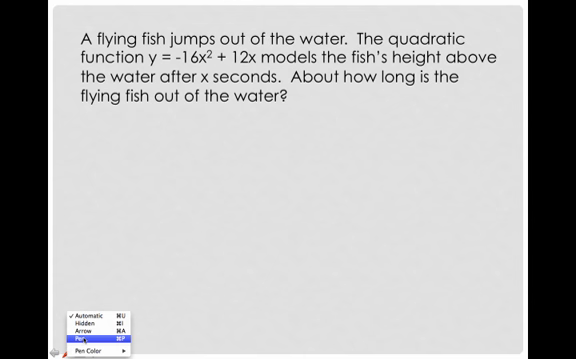Let's look at an application problem. I've got a flying fish jumping out of the water, and I've got a quadratic function y equals -16x squared plus 12x that models the fish's height above the water after x seconds. And I want to know how long the flying fish is going to be out of the water. Well, we're going to use a calculator to calculate this, but let's first think about how I would find out how long the fish is out of the water.